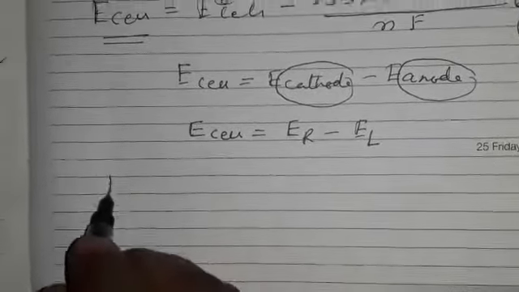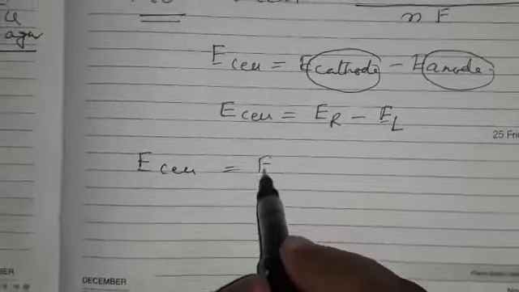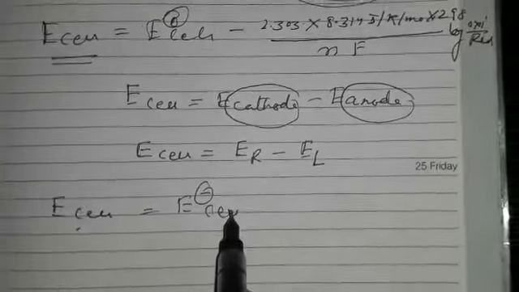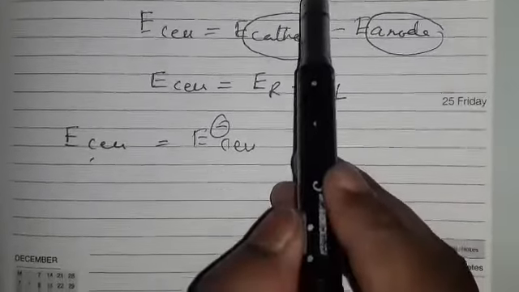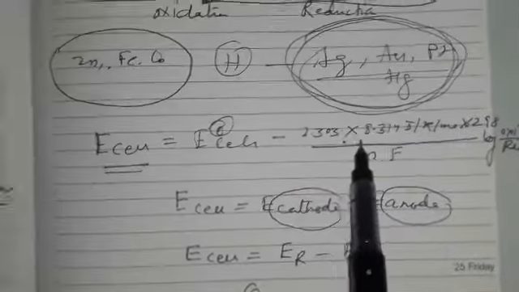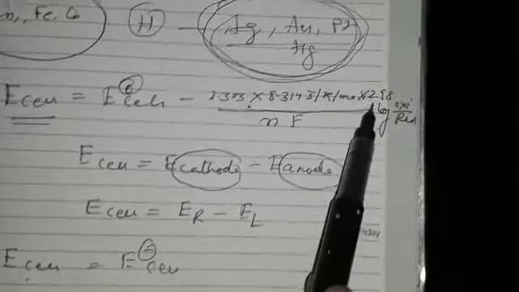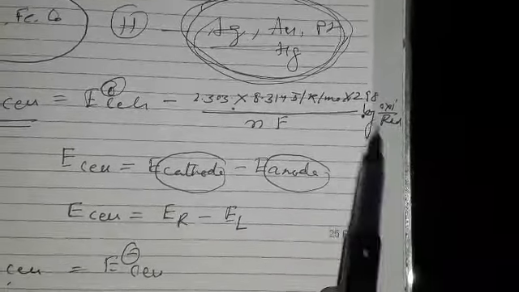And when you find the Nernst equation E cell, you use E naught cell. This is E naught cell, E cell. For E cell you go to the calculation in the Nernst equation. You will multiply 2.303 into 8.314 joule per Kelvin per mole into 298 by nF, log. I have written log here. Please try to understand log.